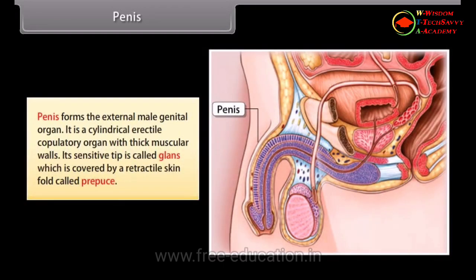Penis. Penis forms the external male genital organ. It is a cylindrical erectile copulatory organ with thick muscular walls. Its sensitive tip is called glans, which is covered by a retractile skin fold called prepuce.